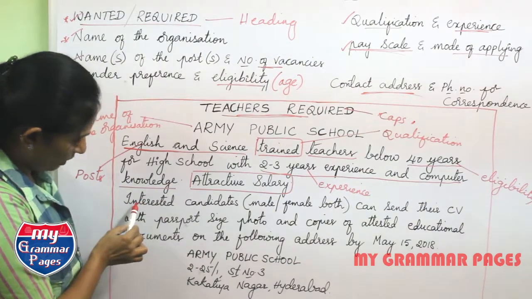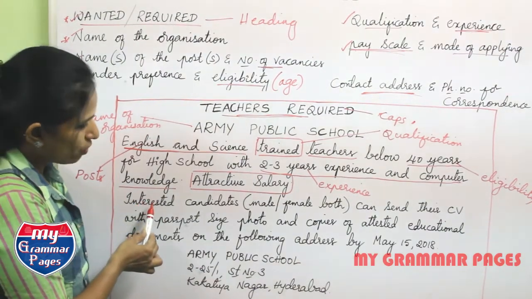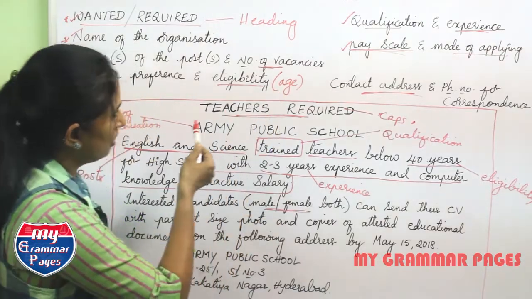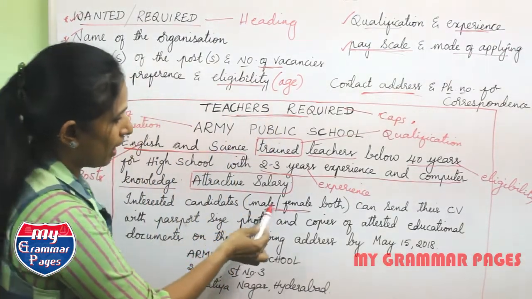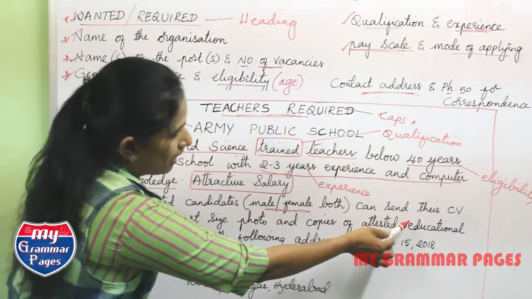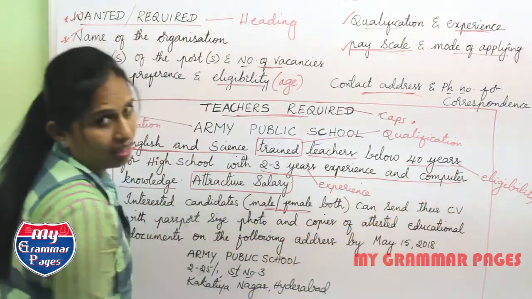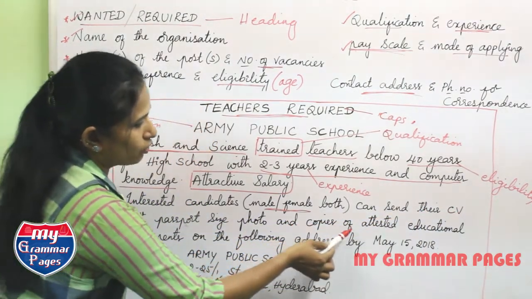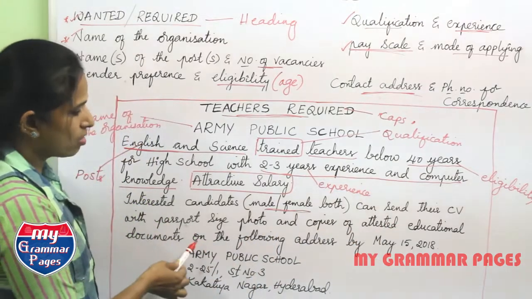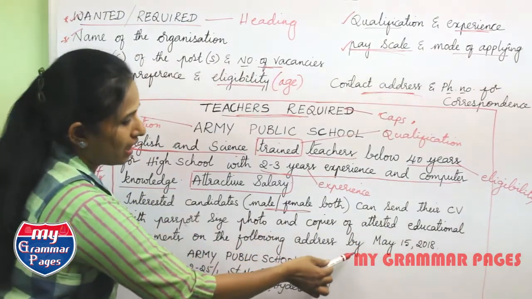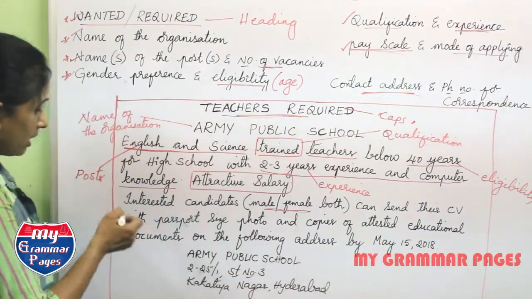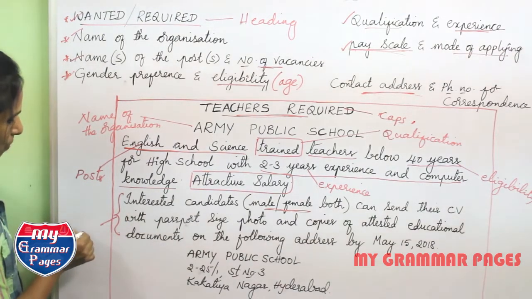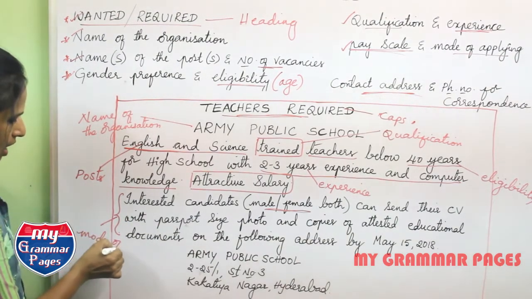So look at what is written here. Interested candidates, male, female, both. Here comes the gender preference, male or female, both can send their CV, that is curriculum vitae, with passport size photo and copies of attested educational documents to the following address by May 15, 2018. So all this information comes under mode of application.